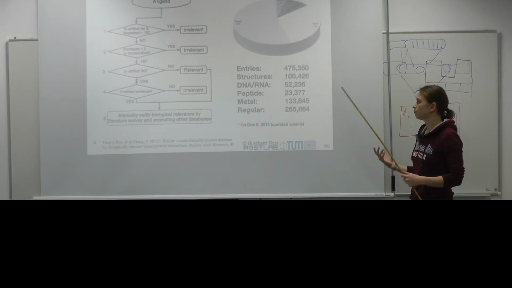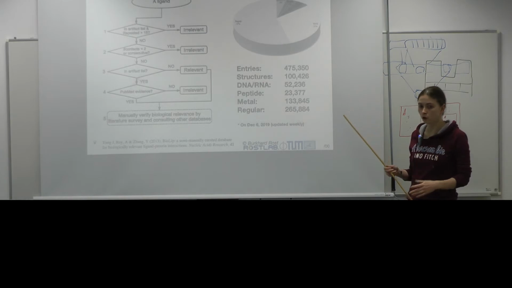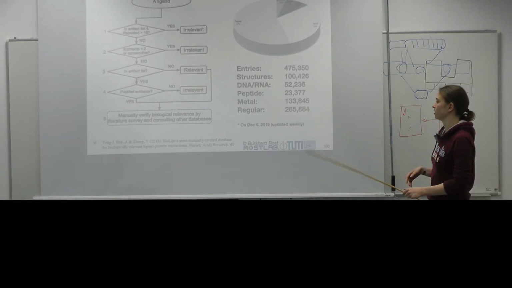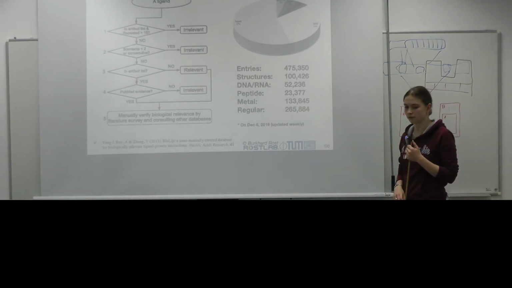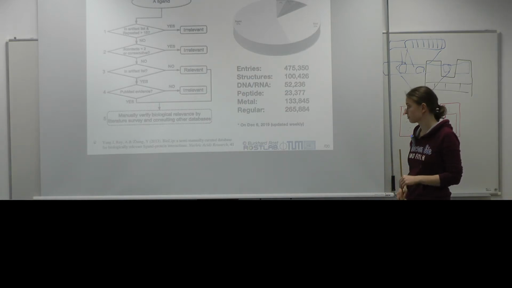And then you have 4 different kinds of ligands, so DNA, RNA, peptides, metal, and regular, so small. And you can see that small is by far the largest group with 265,000 entries right now.